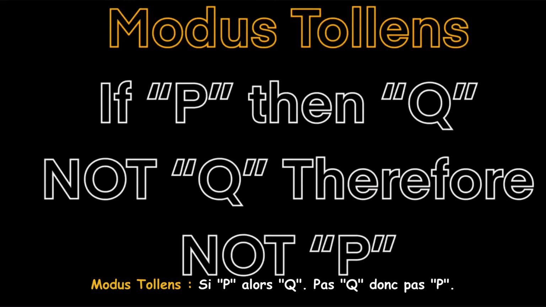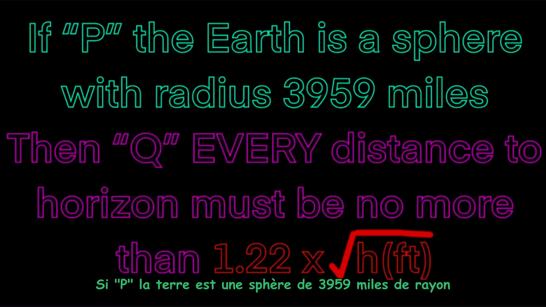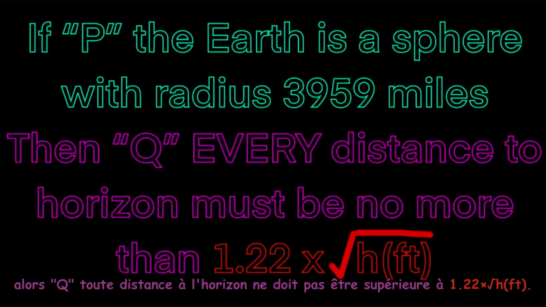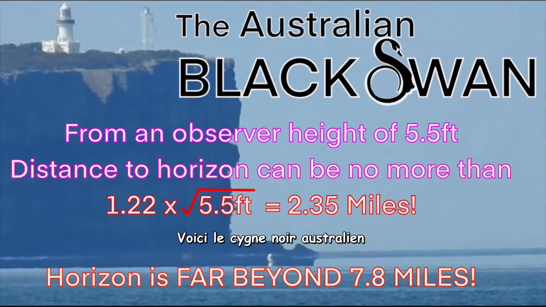So let's put this observation through modus tollens. If P, then Q. Not Q, therefore not P. If P, the Earth is a sphere with radius 3959 miles, then Q, every distance to horizon must be no more than 1.22 times the square root of the observer's height in feet. Enter the Australian black swan.